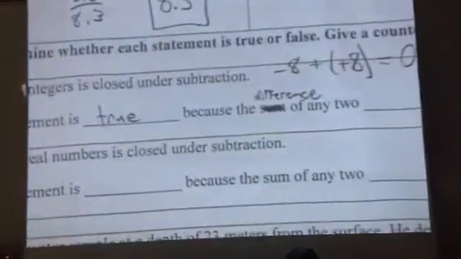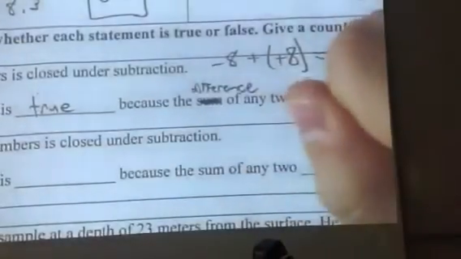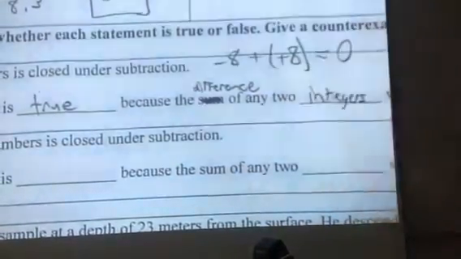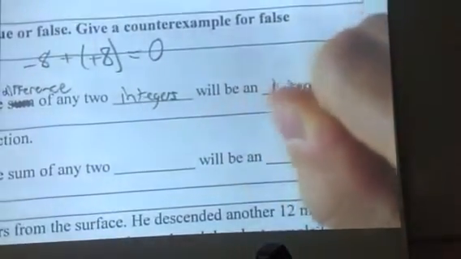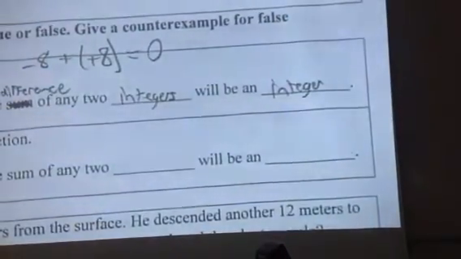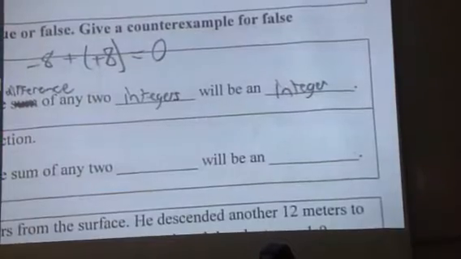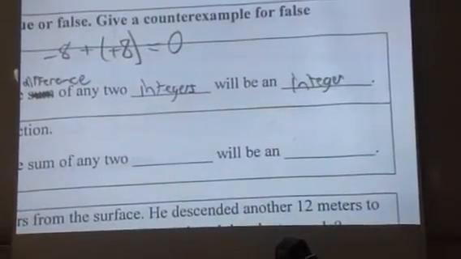The difference of any two integers will be an integer. You can think of any integer you want to. If you subtract it, you will get another integer. Okay? So that statement is true. Let's look at the last one.